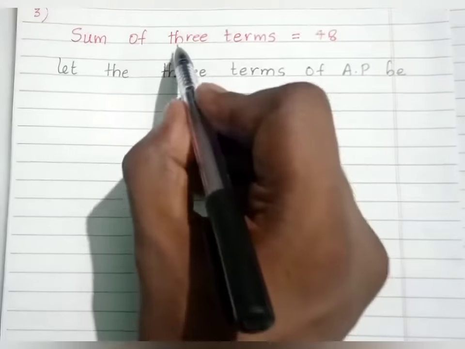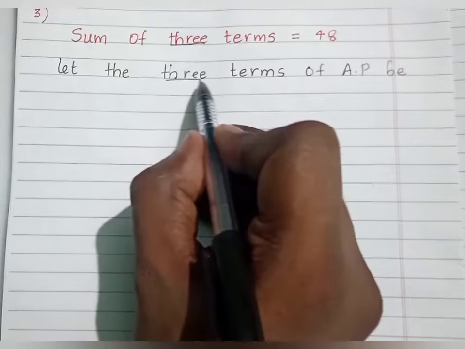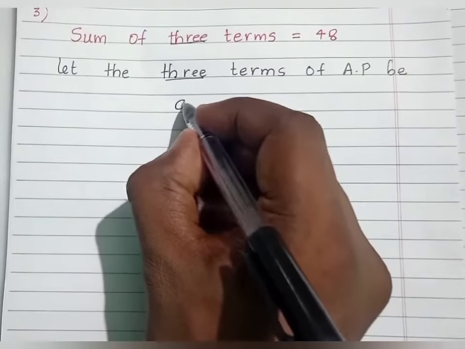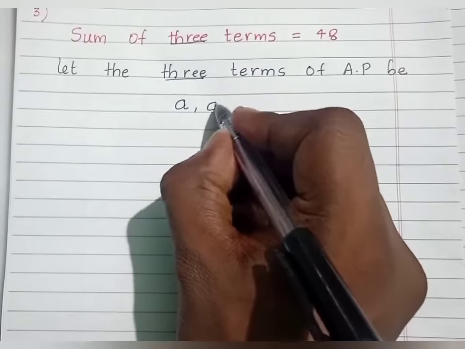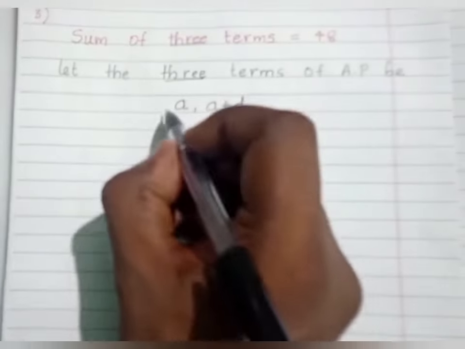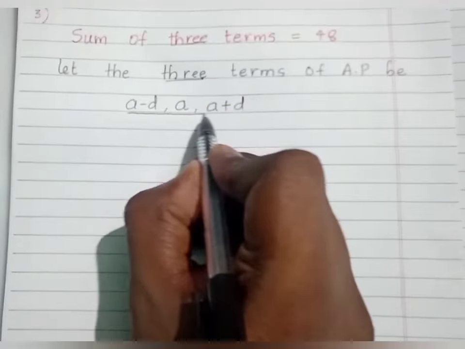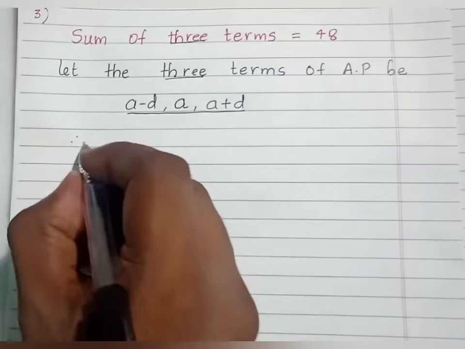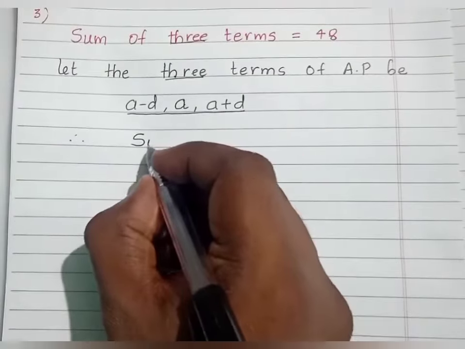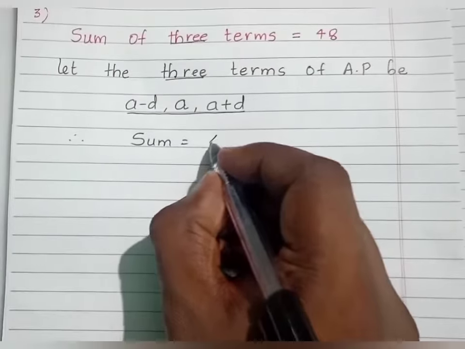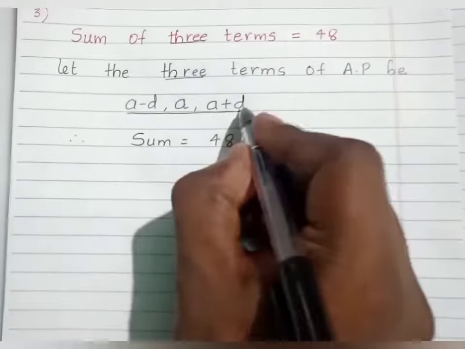Since we are adding 3 terms, that is odd numbers, I'll write the middle number as a, then on the right side that is plus d, that is a plus d, on the left side a minus d. So it is the 3 terms of an AP. So given sum of 3 terms is 48. So I'll add all the 3 terms.